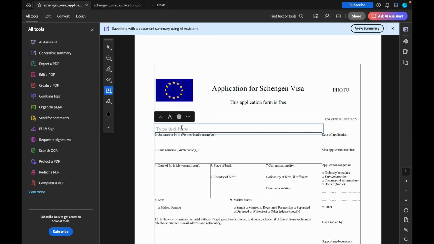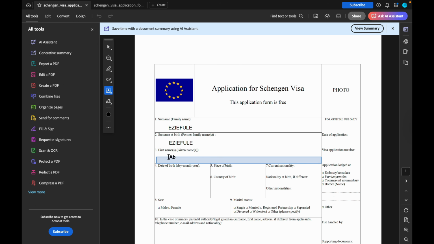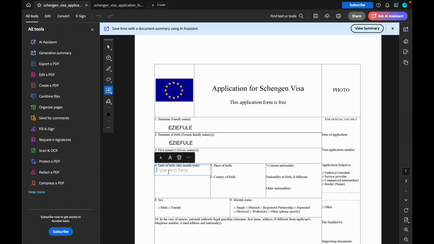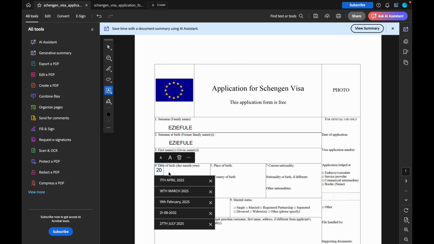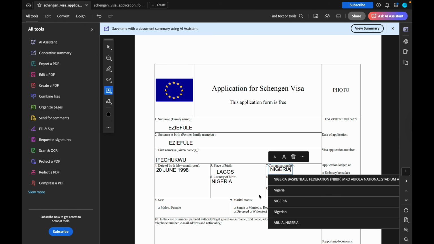So here it's your surname, so you put it here. For me it's Eziefule, and you can always move this box easily to align properly. Surname at birth, if it's different; in my case I'm just going to use the same surname. First name is Ifechukwu. Date of birth, let's use 20 June 1998. Place of birth Lagos. Country of birth Nigeria. Current nationality is also Nigeria.